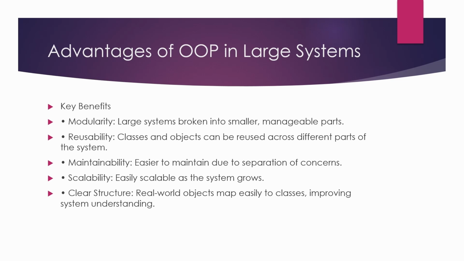As we wrap up, let's review the advantages of using OOP in large systems. One key benefit is modularity. Large systems are broken down into smaller, more manageable components. Reusability is another advantage as classes and objects can be reused throughout the system. OOP also promotes maintainability by separating concerns and keeping code clean and organized. Finally, OOP ensures scalability, making it easier to extend systems as they grow.